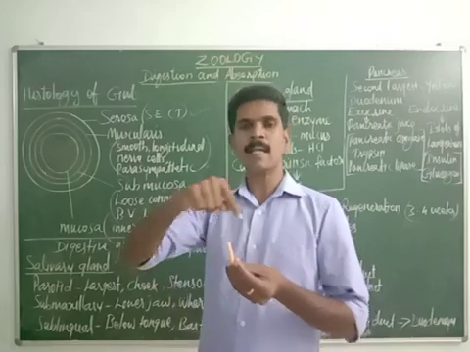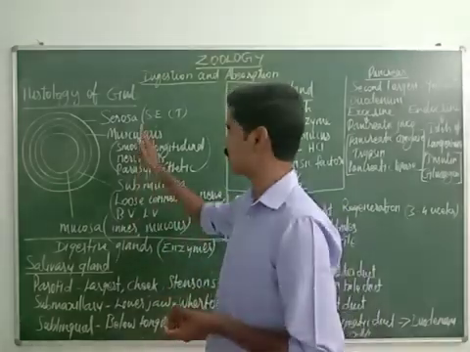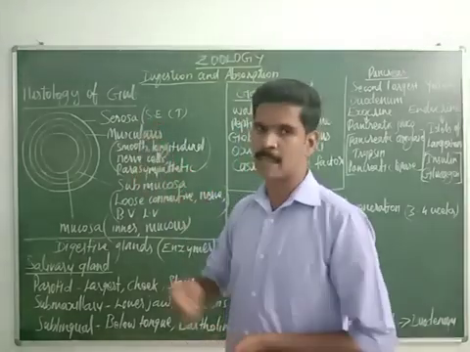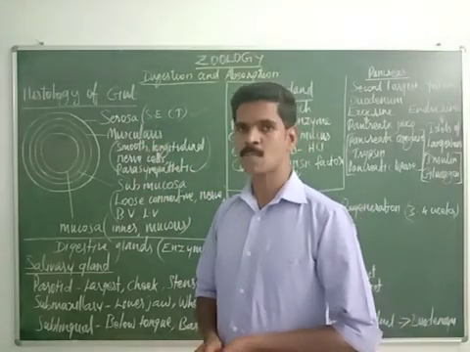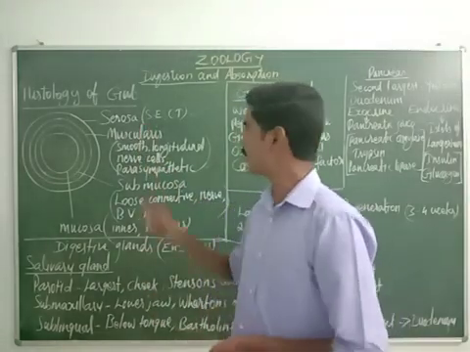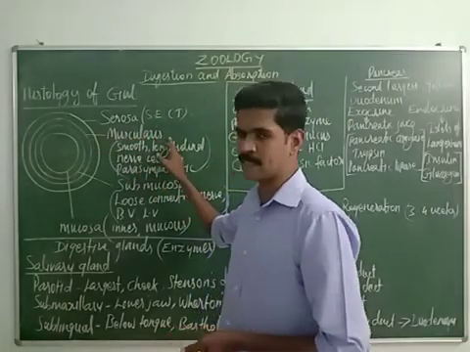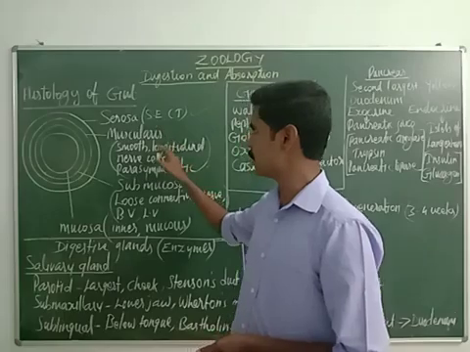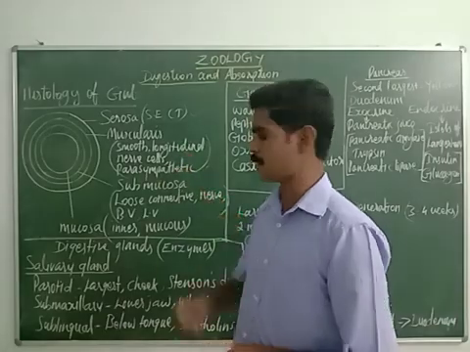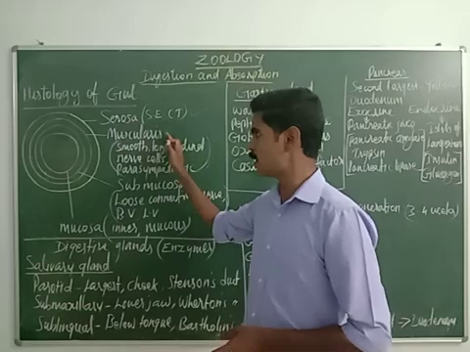The outermost layer of the alimentary canal is called the serosa layer. This serosa layer is made up of squamous epithelium and a large amount of connective tissue. Then next to serosa, the inner layer is called muscularis. This muscularis layer is made up of smooth muscles: smooth circular muscles and also longitudinal muscles.